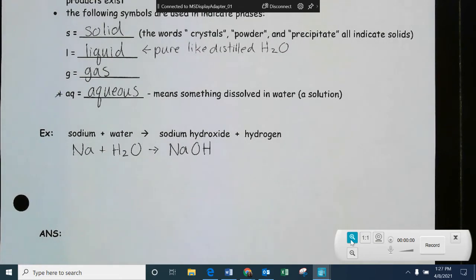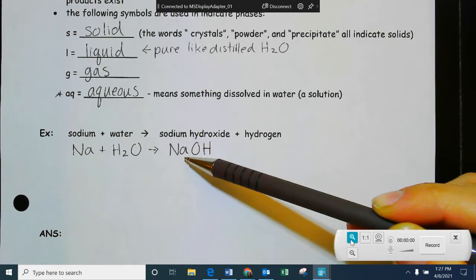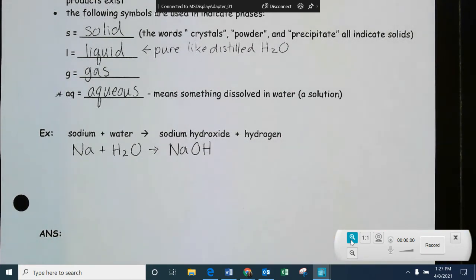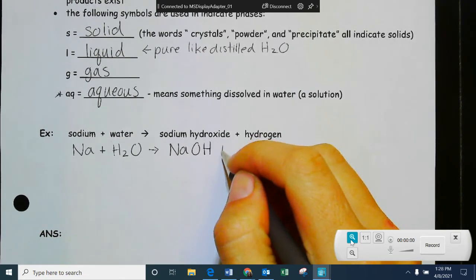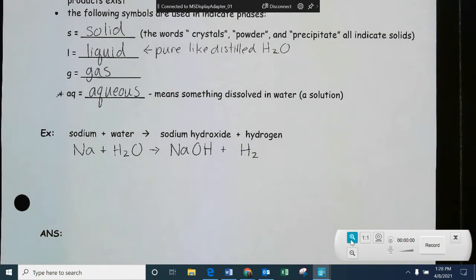If we look on our periodic tables, sodium has a charge of +1. Hydroxide has a charge of -1, so it's a 1-to-1 thing. When you're doing these word equations into formulas, you need to be thinking, is this an ionic compound? Is it a covalent compound? Is it a diatomic molecule? You're really applying all of that stuff to this. Hydrogen is always H2, right? Okay, so that's what we have, and then we have to balance it.